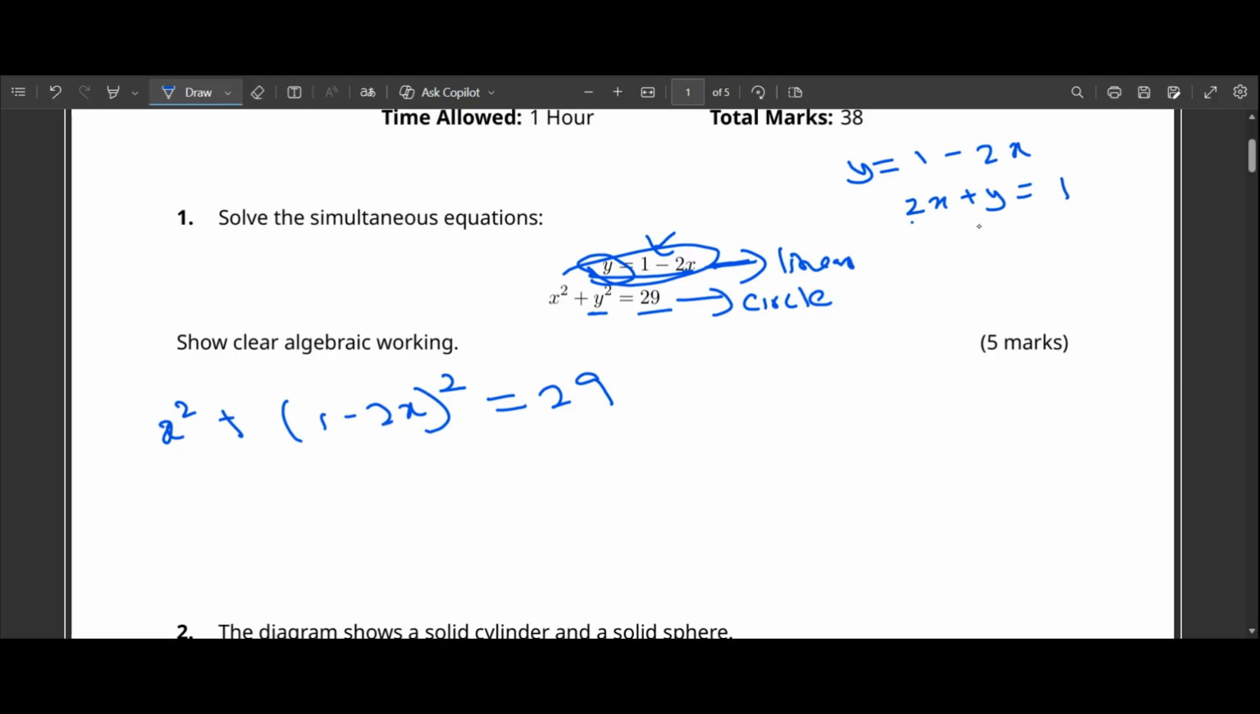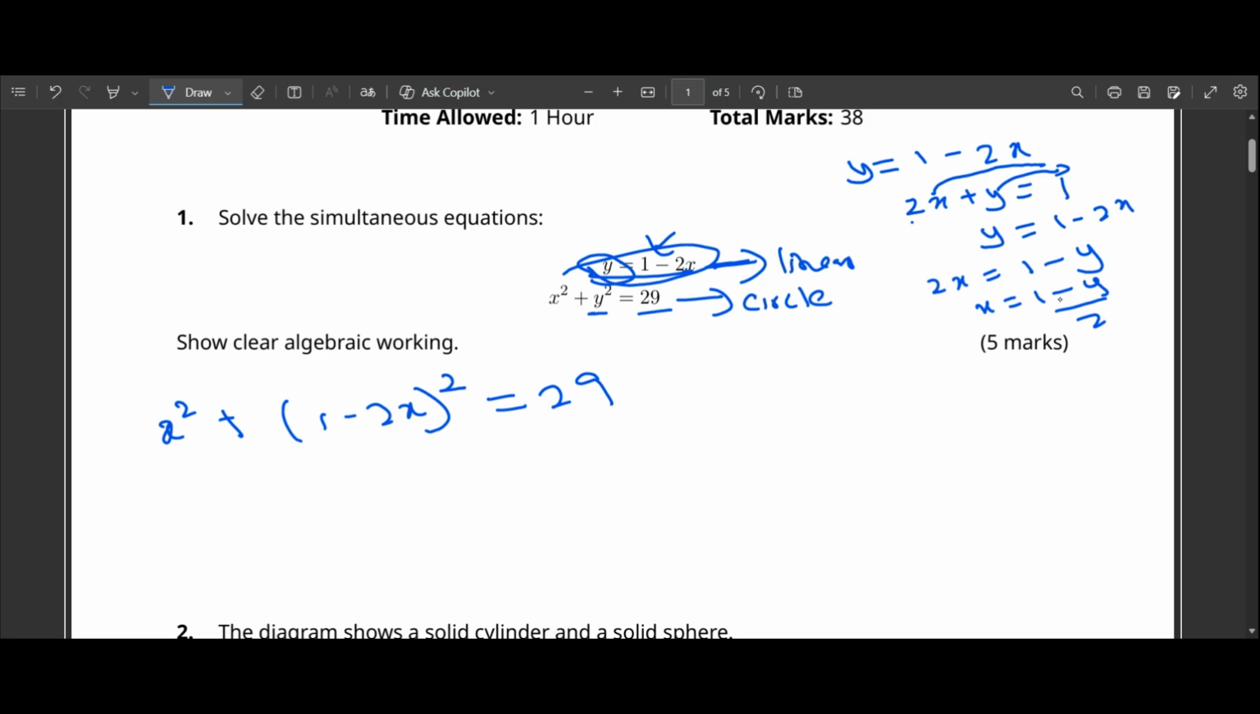For example, if you make y the subject, you will bring the 2x to the other side. So it will be 1 minus 2x. Likewise you can do otherwise. If you want to make x the subject, you will bring this y to the right side. It means 2x is equal to 1 minus y. So x is equal to (1 minus y) divided by 2. So it will be like this.